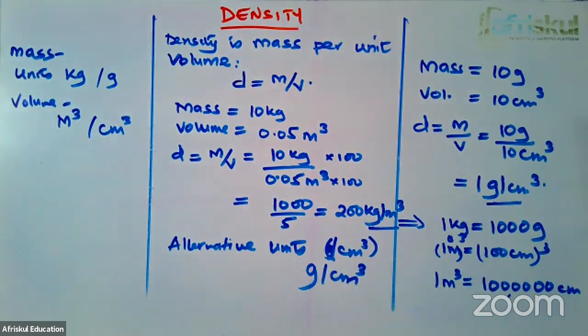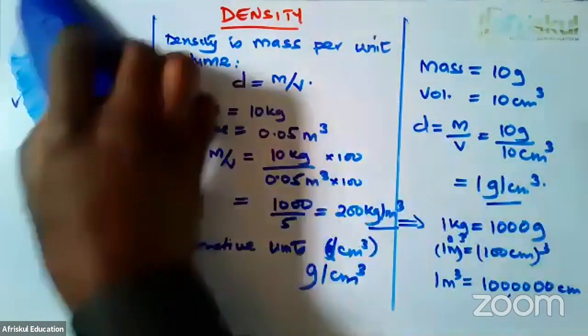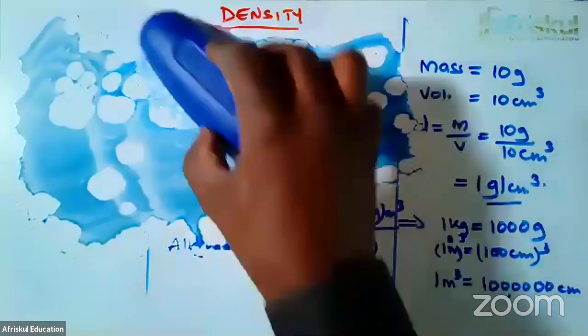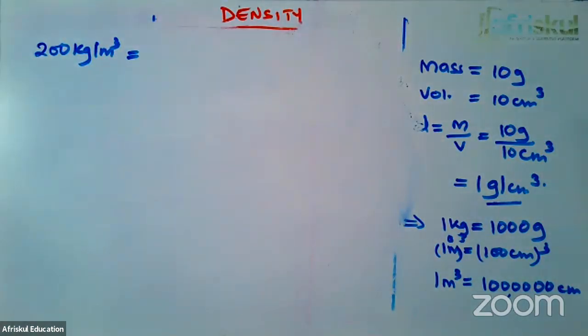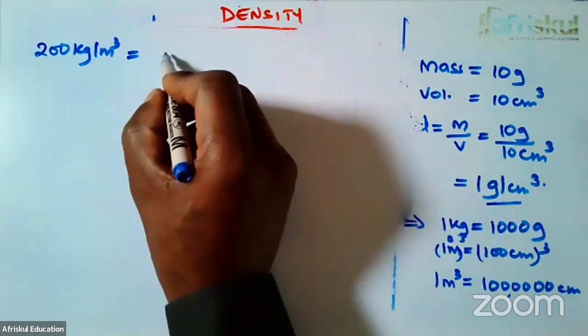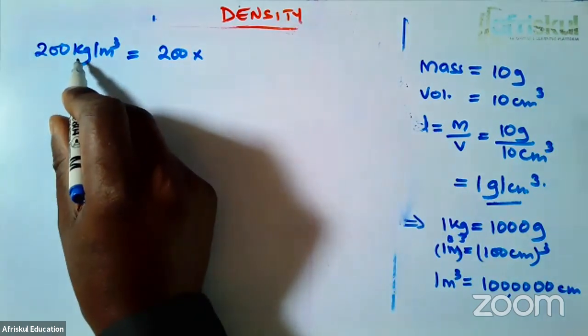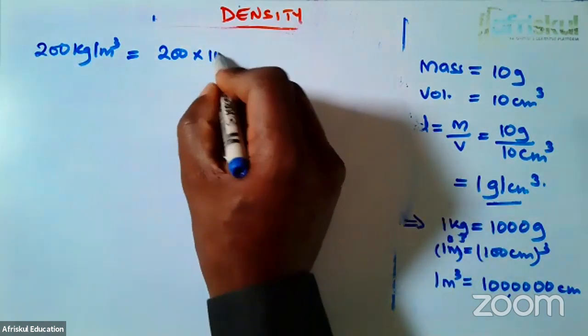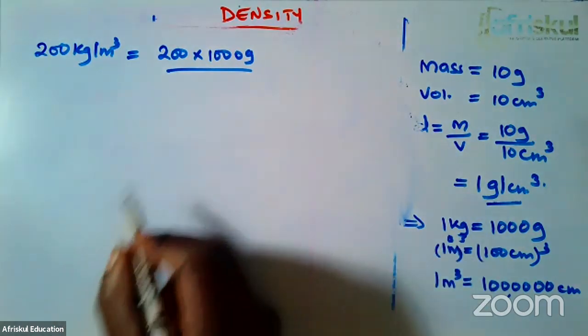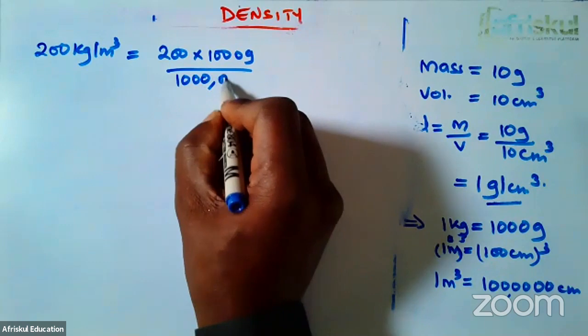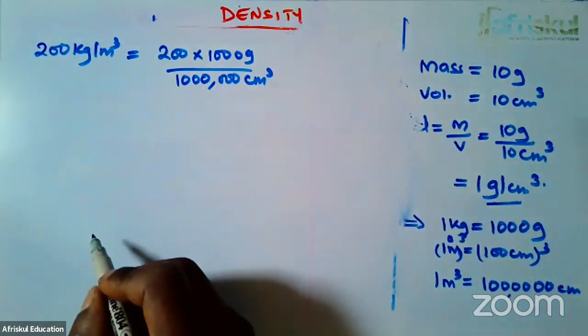Therefore, now we want to convert 200 kilograms per cubic meter into grams per cubic centimeter, so it's just like saying 200 times now kilograms, they are how many grams? They are 1,000 grams. So you are just multiplying by 1,000 grams. Then we are dividing by a cubic meter. But what is a cubic meter? A cubic meter is 1 million cubic centimeters.